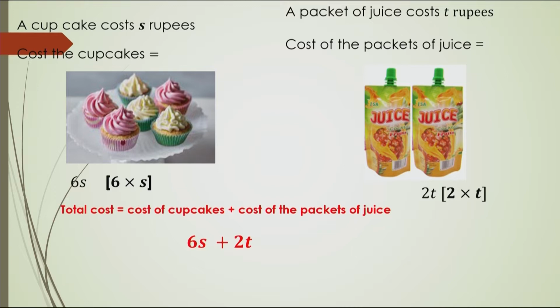I cannot have 8ST. Not possible, because cakes and juice are two different things. Very, very important, because this is a common mistake students make. That's why we've put it in situations that you can see. Cakes can never be juice, juice can never be cakes. So the two costs will remain different. We're talking about two different things. 6S plus 2T. So that's the cost of the cupcakes plus the cost of the juice.